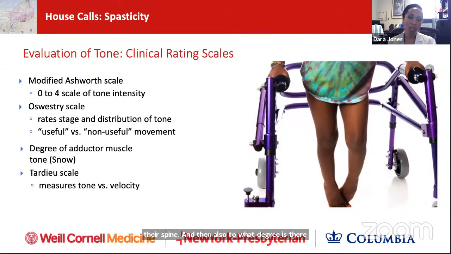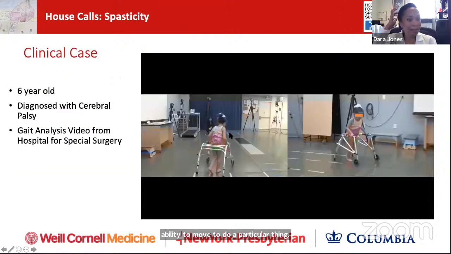And I won't get too much in the weeds with some of our assessment tools, but we have a couple of scales that we can use to give accurate, objective measurements for muscle tone that helps us to communicate between other providers. One of the more useful ones is the Tardieu scale here at the bottom. It gives us more of an idea, not just of how severe is the spasticity, but it's an assessment of dynamic spasticity. How does this affect a person's ability to move, to do a particular thing? Most commonly, that's walking. And next slide.